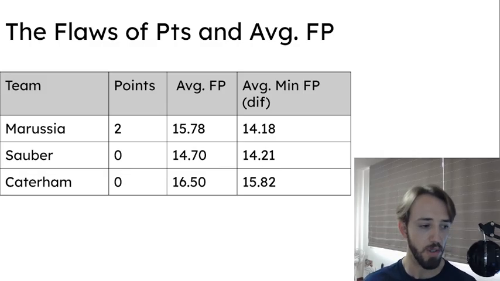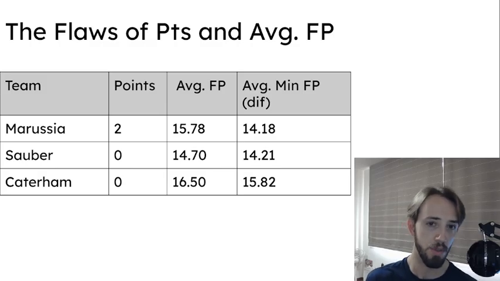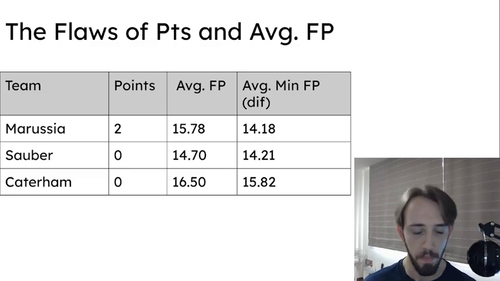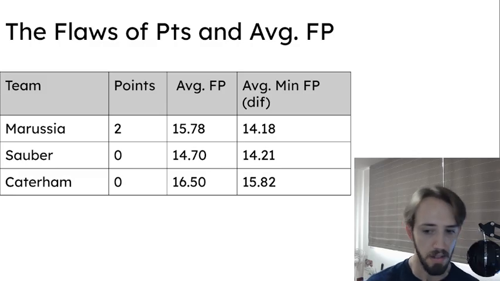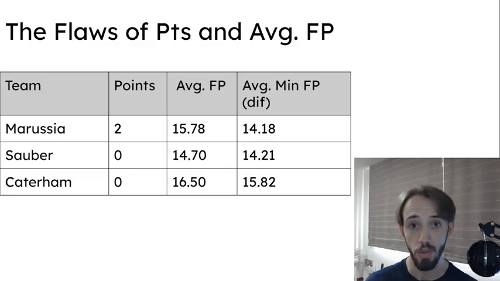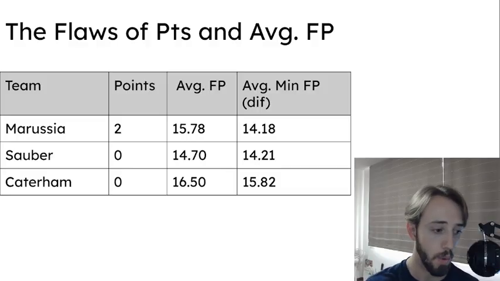But when you calculate average minimum finishing position, it does paint a slightly different picture. Marussia was maybe slightly better than Sauber at 14.18 compared to Sauber's 14.21, and then again Caterham being quite far adrift at 15.82. So again, none of these models are perfect, none of these metrics are perfect. But I do think, overall, this average minimum finishing position is quite useful, and is probably one of the more consistent metrics that you can use to calculate how good cars were in terms of race performance.